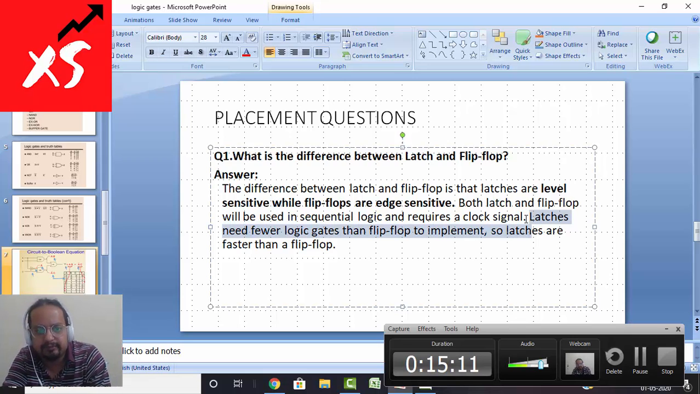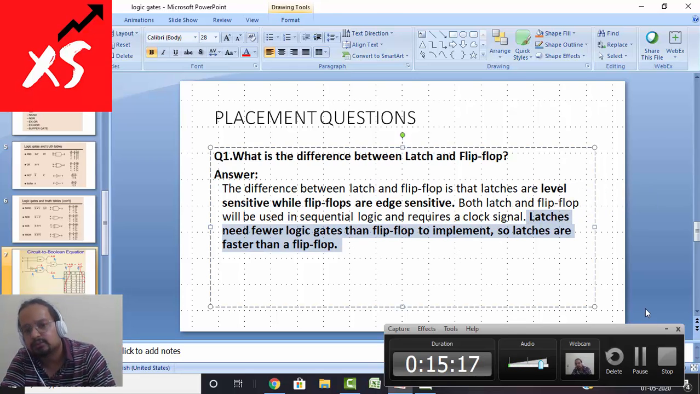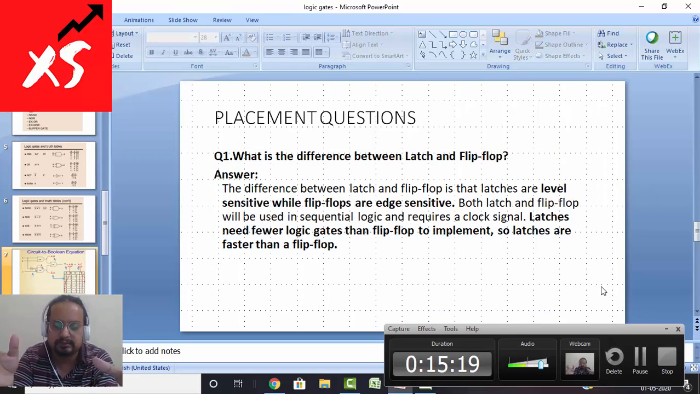Further, a practical difference has been given here. Latches are faster than flip-flops because they need fewer logic gates, right? So these things, if you go to the basics of your chapter, you will remember them. Just superficially look at a couple of diagrams, write down the difference and just move on.